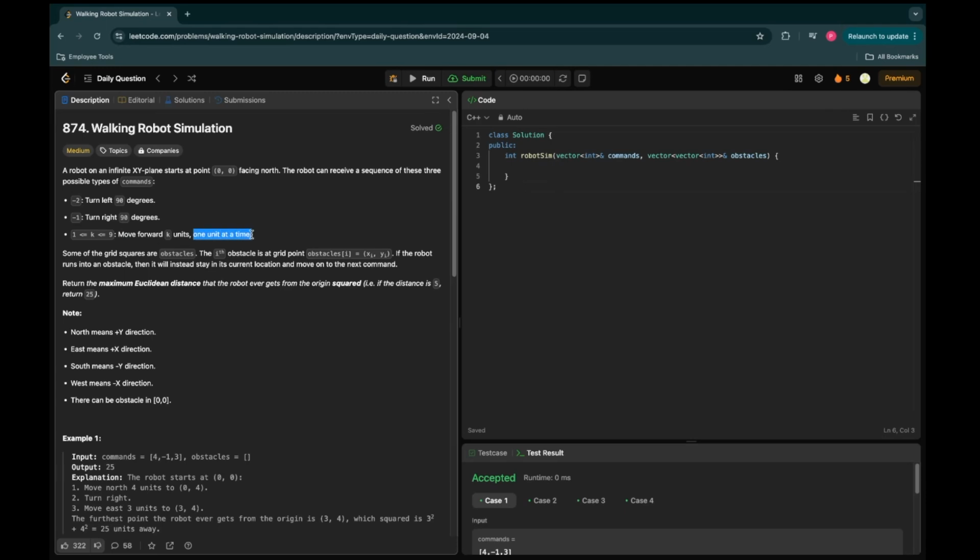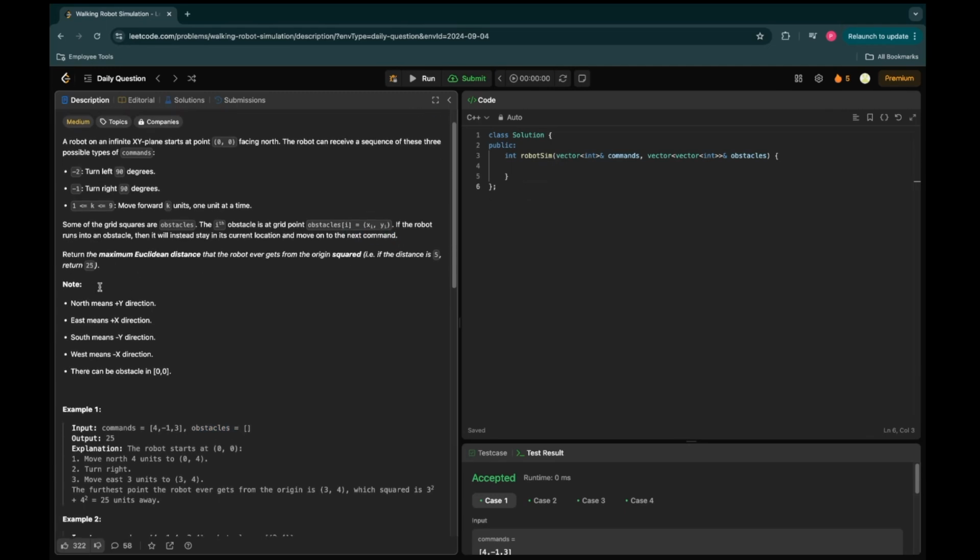Some of the grid squares are obstacles. The ith obstacle is at grid point obstacle I. If the robot runs into an obstacle, then it will instead stay in its current location and move on to the next command. So if there is any obstacle, the robot will not move forward. It will stop before it and then move when we are given the next command.